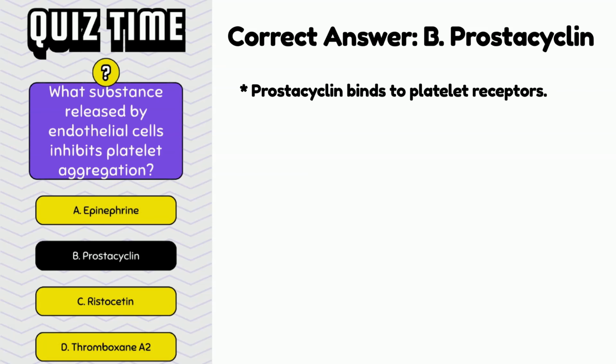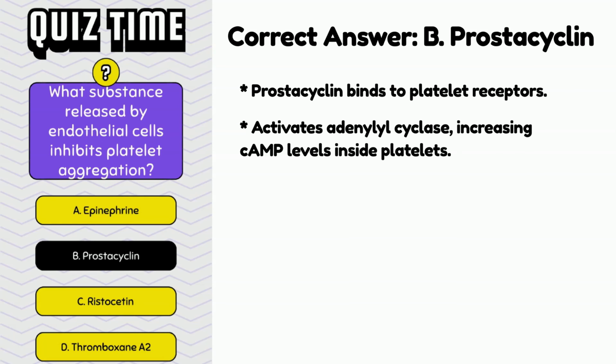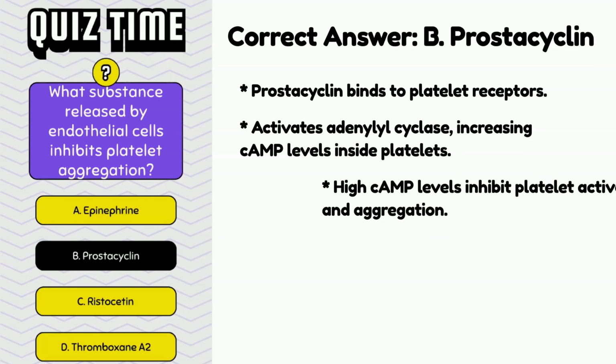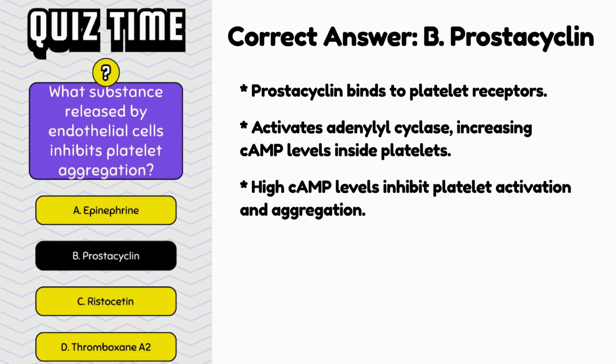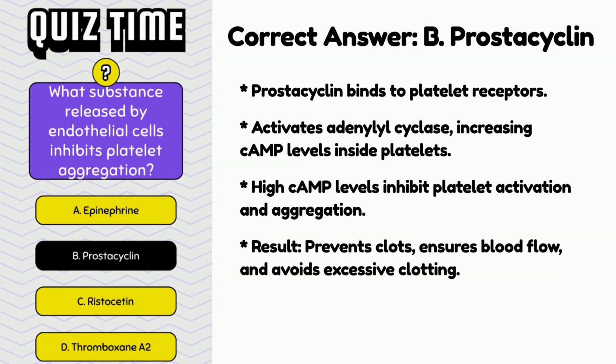Here's how it works. Prostacyclin acts by binding to platelet receptors and activating an enzyme called adenylyl cyclase, which increases the level of cyclic AMP inside the platelet. This increase in cAMP inhibits platelet activation and aggregation, preventing platelets from clumping together and forming a clot. Prostacyclin helps to maintain blood flow and prevent excessive clotting, which is crucial for normal vessel function.